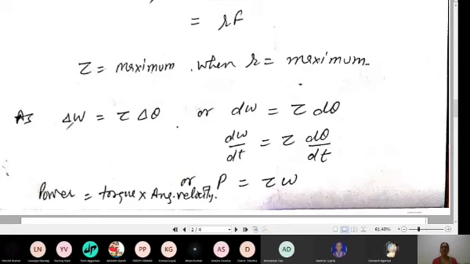I am able to write this work done in terms of torque into d theta. So if I divide by the small interval of time, dt or delta t, then I am able to get the formula for power in rotational motion, that is, the rate of doing work. Power is given by torque into omega, because d theta by dt is the angular velocity. So this is again a relation for the power in rotational motion.